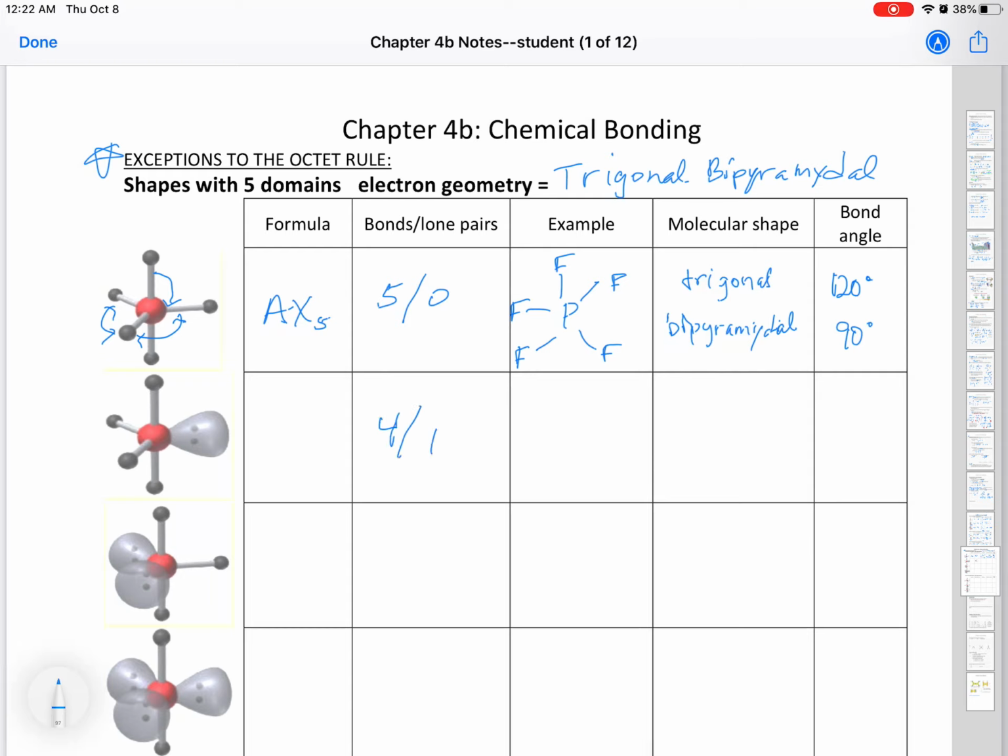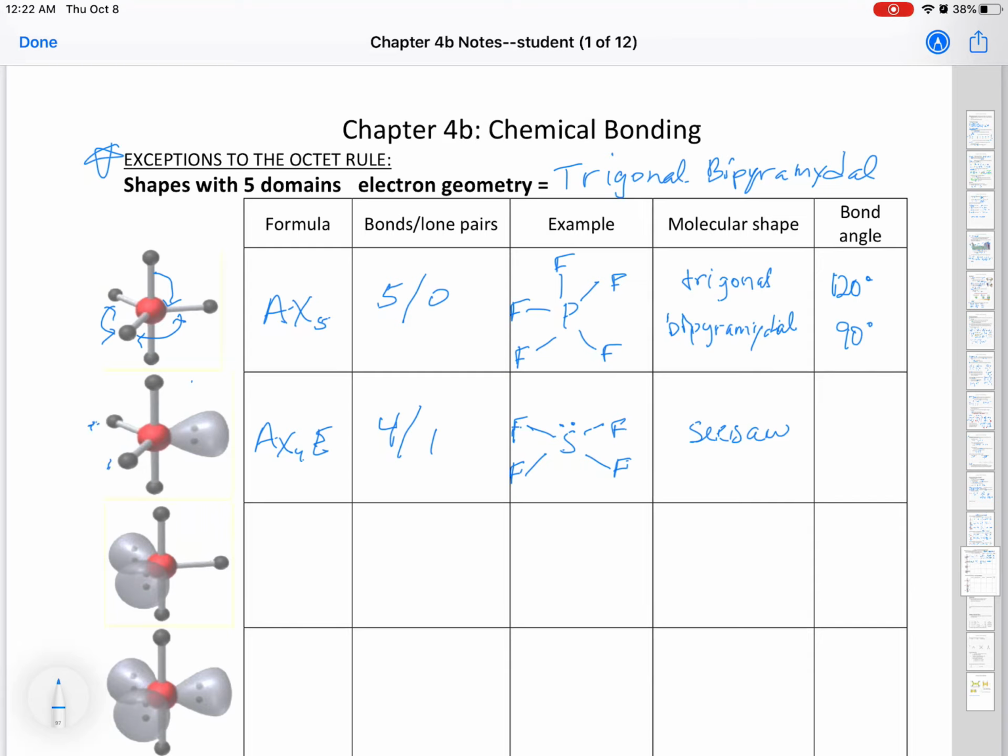Now, the next one down, we've got four bond arms and one lone pair, AX4E, and this one could be demonstrated by SF4, which looks like this. Each of these fluorines would have three lone pairs, and this sulfur has four bonds and one lone pair. This shape is called seesaw, because if you look at it, it looks kind of like a seesaw.